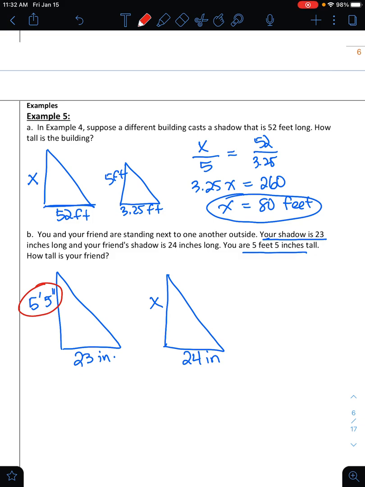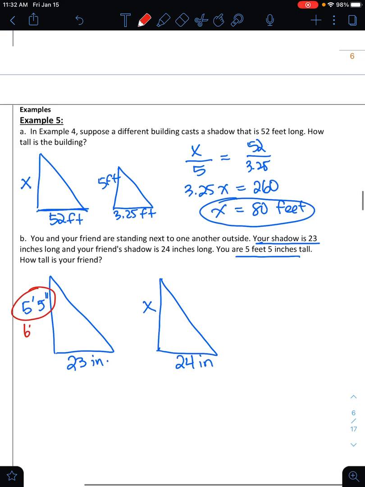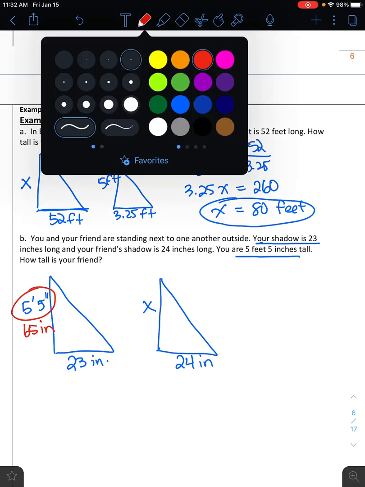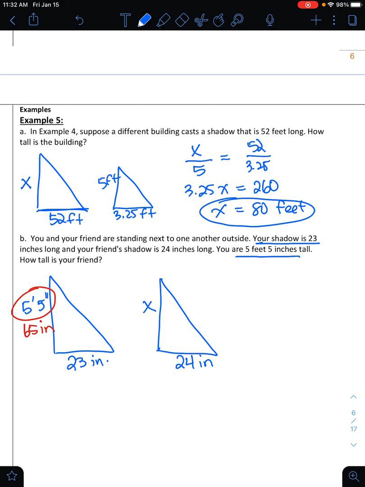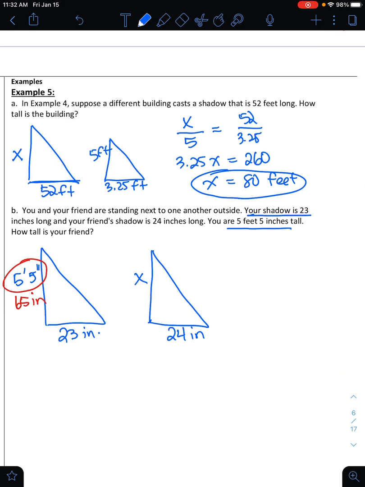Now, I am going to rewrite this. We can rewrite it in terms of inches maybe. So 5 feet 5 inches tall. So 5 feet is 60 inches because I did 5 times 12 and then plus 5 more. So that makes it 65 inches. So when I'm done, I will have my friend's height in terms of inches and we'll just convert back to feet. Okay, so I've got 65 over x.